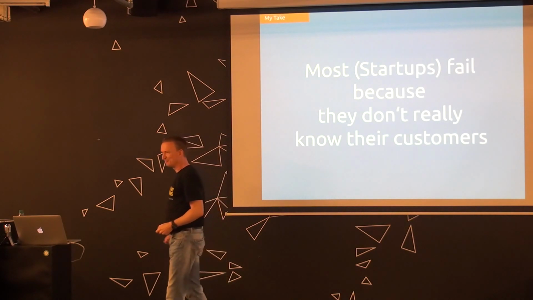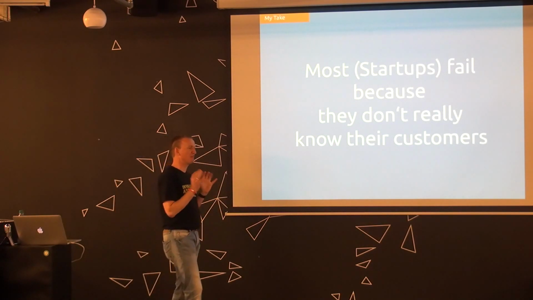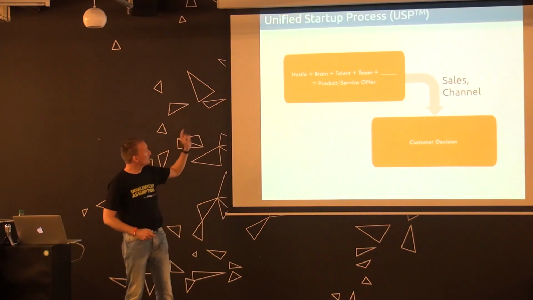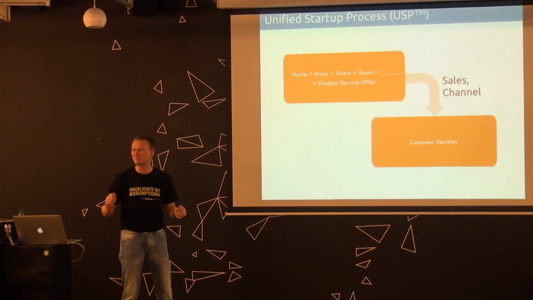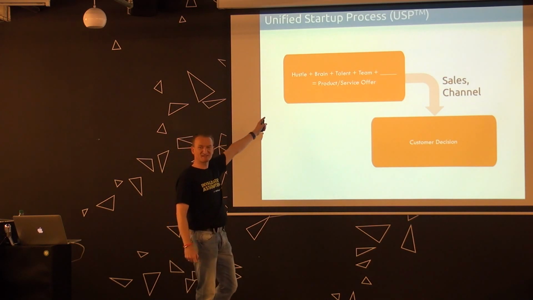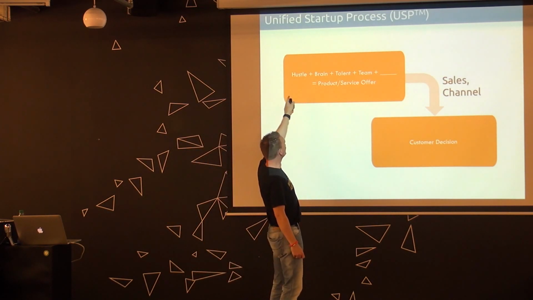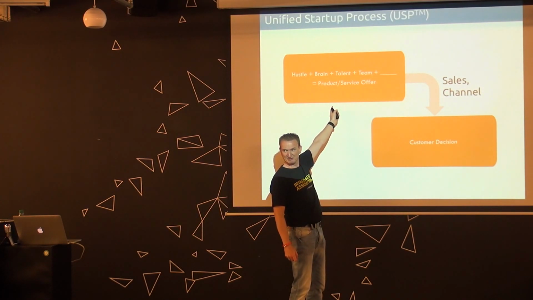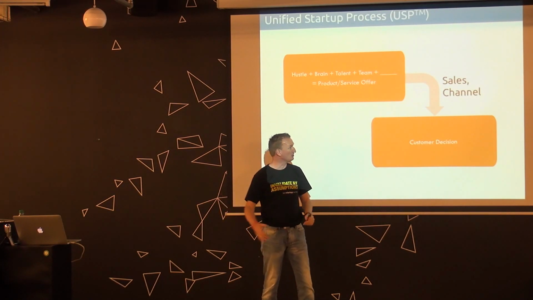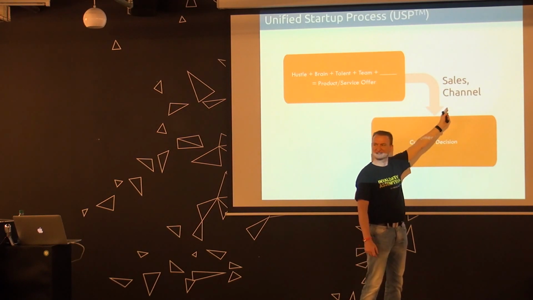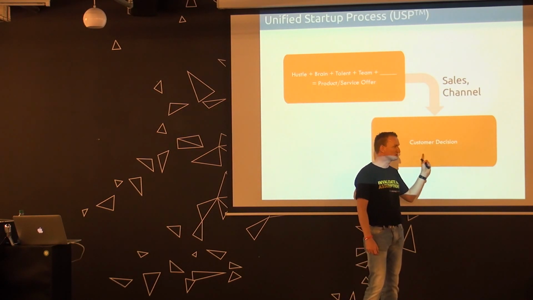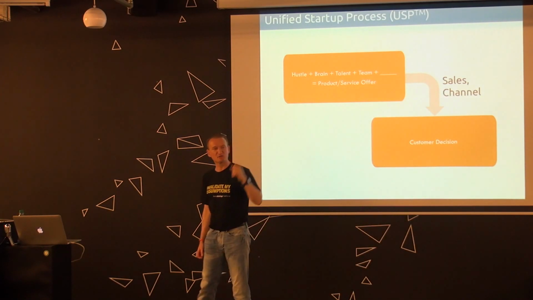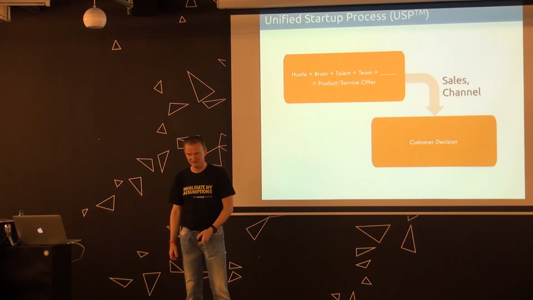I'm feeling good. So let me show you the most simplified startup failure process you will ever find. I've just registered a trademark for the unified startup process called USP. Just kidding. But as simple as it gets. So you're doing anything, whatever you do, it's going to be hustle, brain, talent, team, and some secret sauce, and it's going to generate a product and service offer, right? Whatever you do, whatever process you follow, in the end, there will be sales. You're going to use any kind of channel, and then it's your customer's decision. Whatever you specify, this is what you cannot specify. This is what you need to understand and measure, okay?